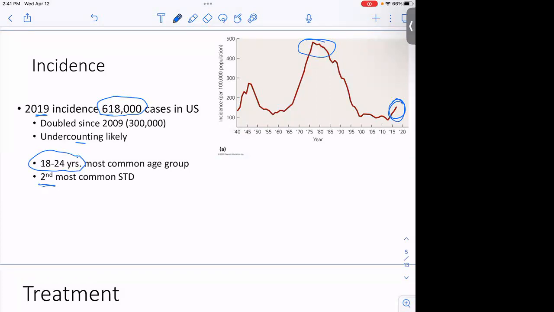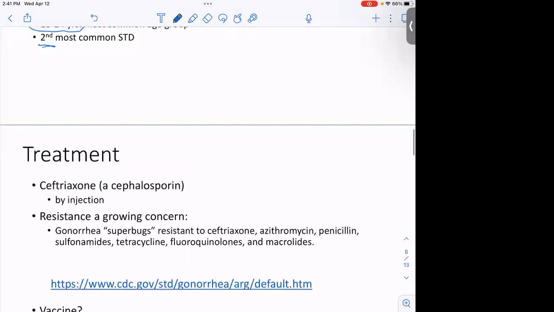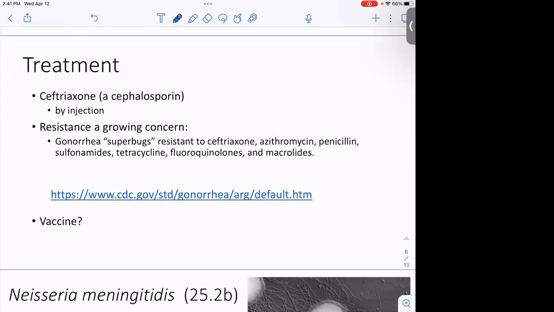Let's see, what else? Oh, worldwide, 82 million cases of gonorrhea in 2020. Okay, and when we think about treatments, there's certain areas of the world, especially Southeast Asia, where we seem to have some of the drug-resistant varieties coming from. Like I said, right now it's still mostly treatable. Usually we use ceftriaxone, which is a cephalosporin. It has to be injected. It's one of the later generation cephalosporins.